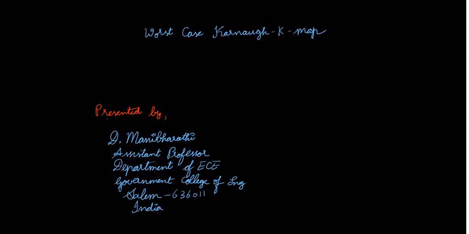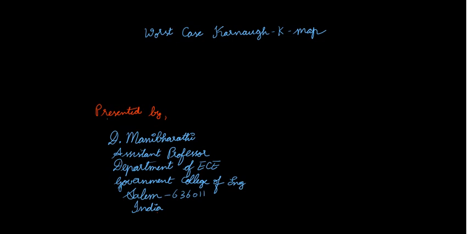In this class, we will be discussing the worst case K-map. We have already seen what a K-map is and how to work with it. We know K-map is used to reduce or simplify a given Boolean expression. That is the purpose of K-map. But what about the worst case K-map, in which we cannot use K-map to reduce further? That is said to be the worst case K-map. You will see with an example.